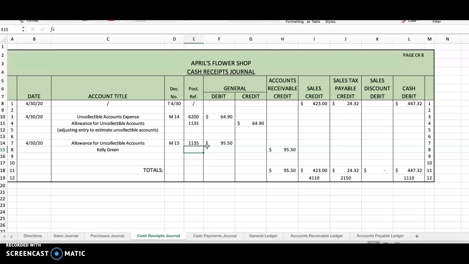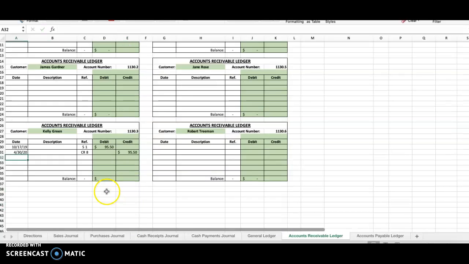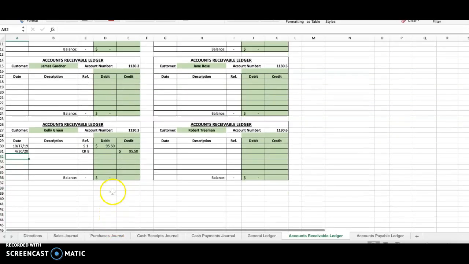back into the journal. And now we go to her account, Kelly Green's account, in the accounts receivable ledger, and we credit. We credit because that's where we put it, and that's what we will do to the accounts receivable account, also in the general ledger. But to her account also we will credit. So we will go to her account, now today's date, cash receipts journal, page 8, and we will credit $95.50. So her balance now is showing 0.